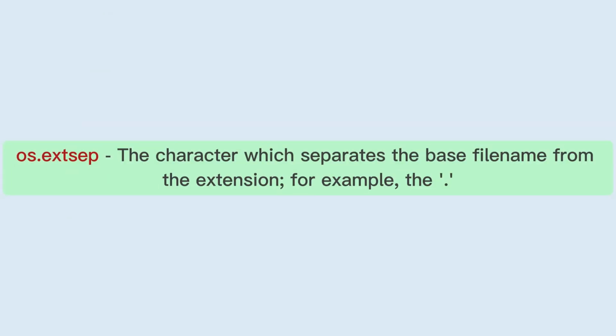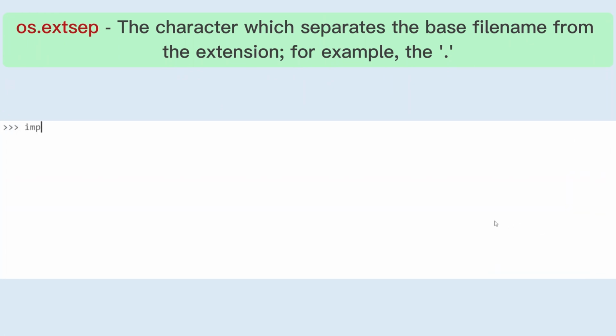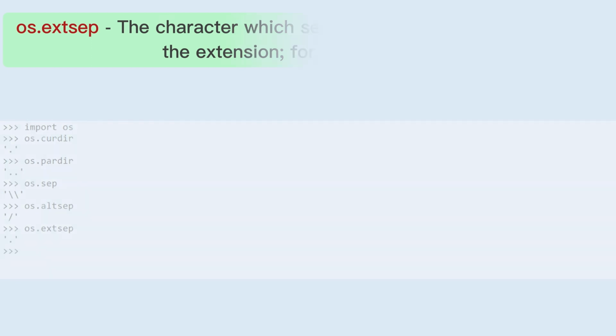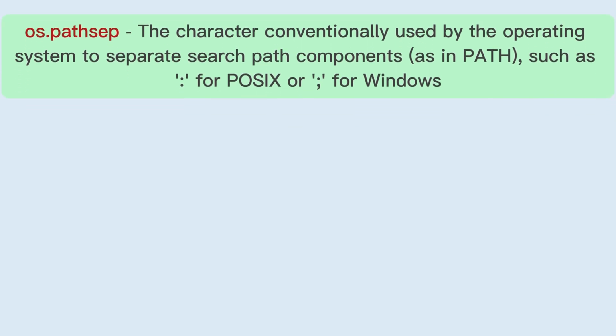os.extsep. The character which separates the base filename from the extension, for example, the dot. os.pathsep. The character conventionally used by the operating system to separate search path components, as in PATH, such as colon for POSIX or semicolon for Windows.